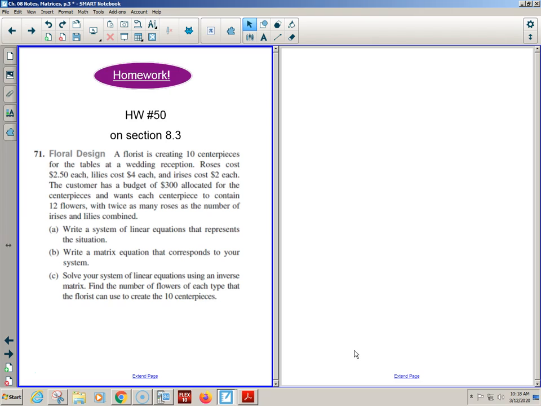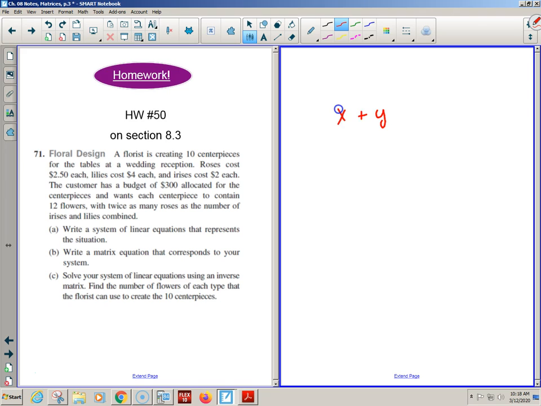A florist is creating 10 centerpieces for tables at a wedding reception. Roses cost $2.50 each, lilies $4 each, irises $2 each. The customer has a budget of $300 allocated for the centerpieces alone. Each centerpiece is to contain 12 flowers. So right now I see roses, lilies, and irises, 12 of them total. I see money, only spending $300, right? Separating these characteristics: roses are $2.50, lilies are $4, irises are $2. Budgeting is the thing to do, not just spend whatever you want.